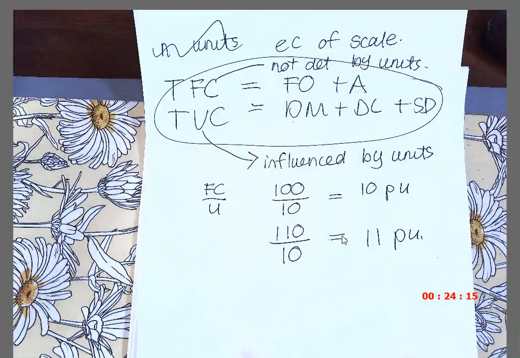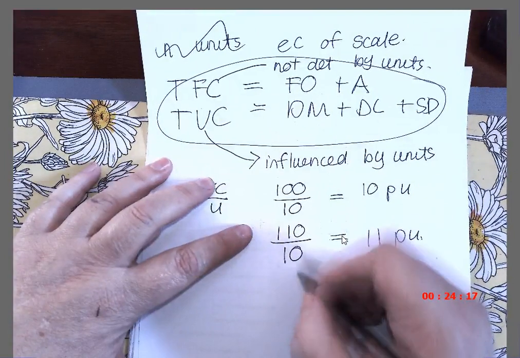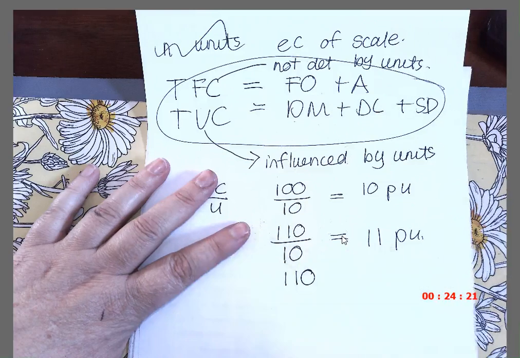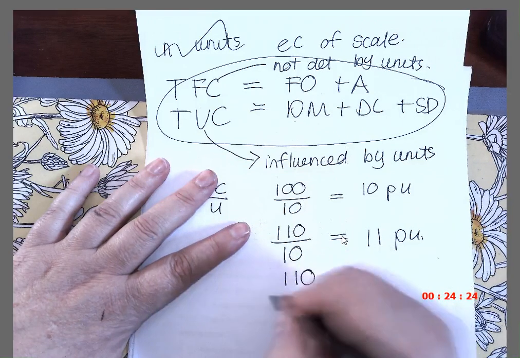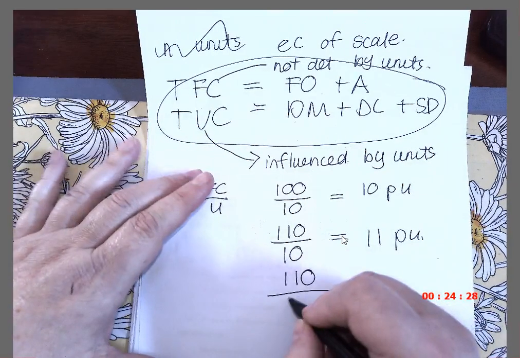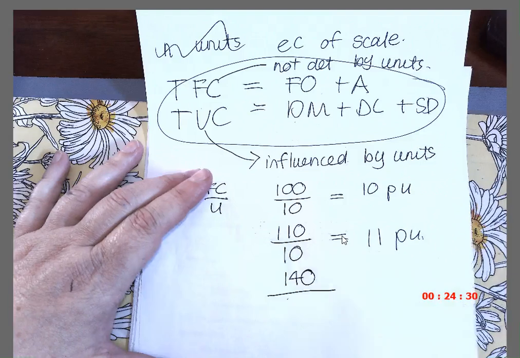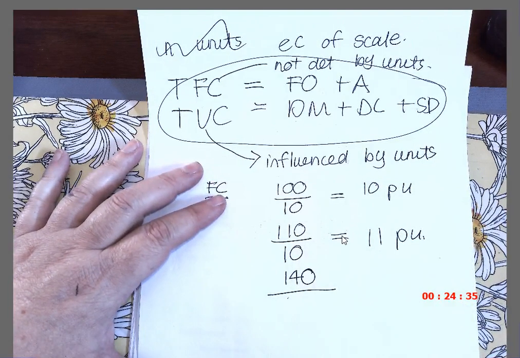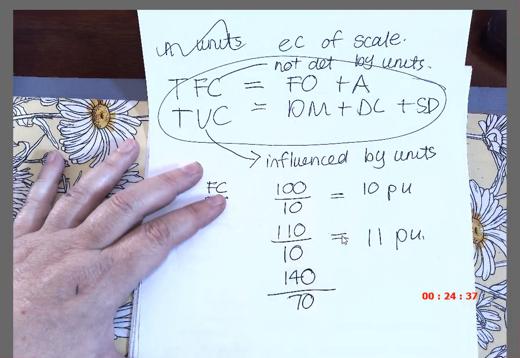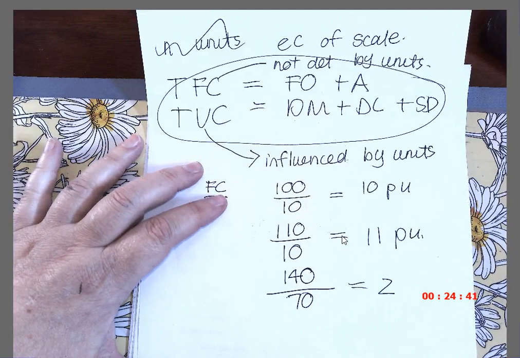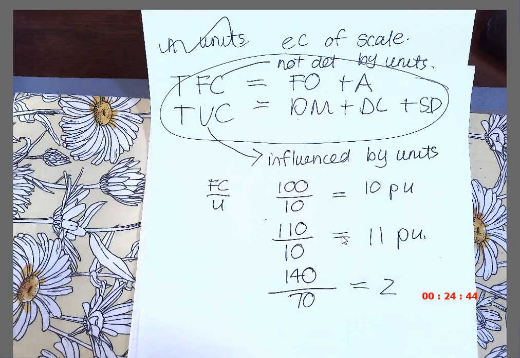But if my fixed cost increases to 110, but my units increase, and now I can't do the sum anymore. Let's say my fixed cost increased to 140, but my units increase to 70. Can you see now per unit it's only 2 rand? So what they like to do is they will tell you the total fixed cost is increasing.